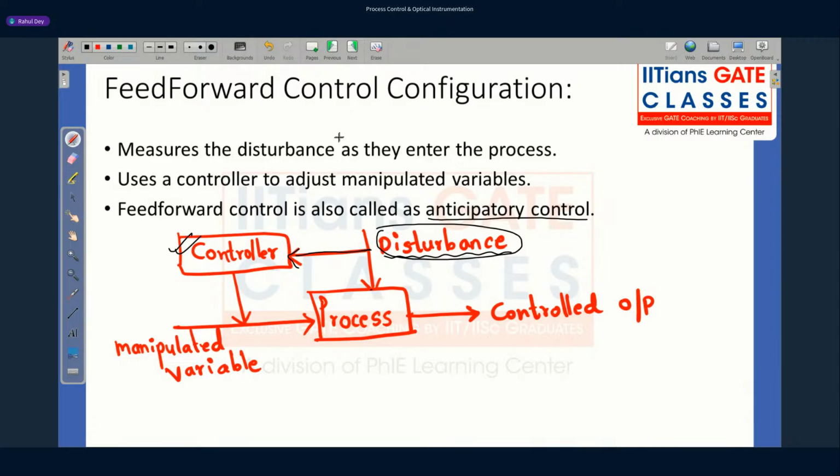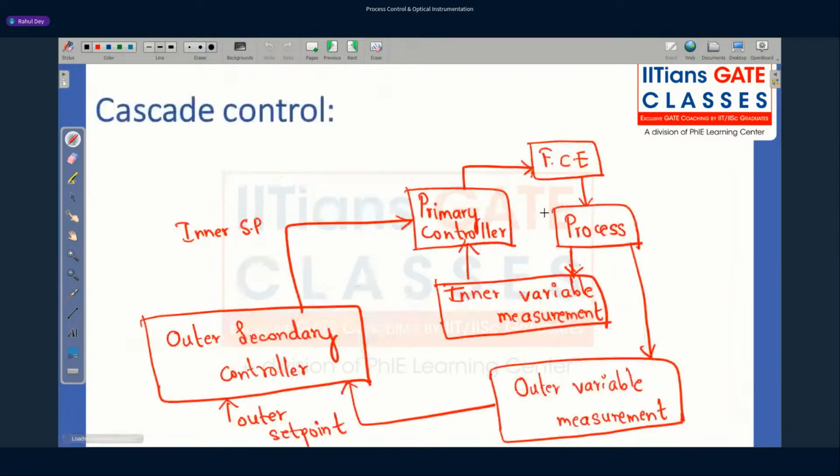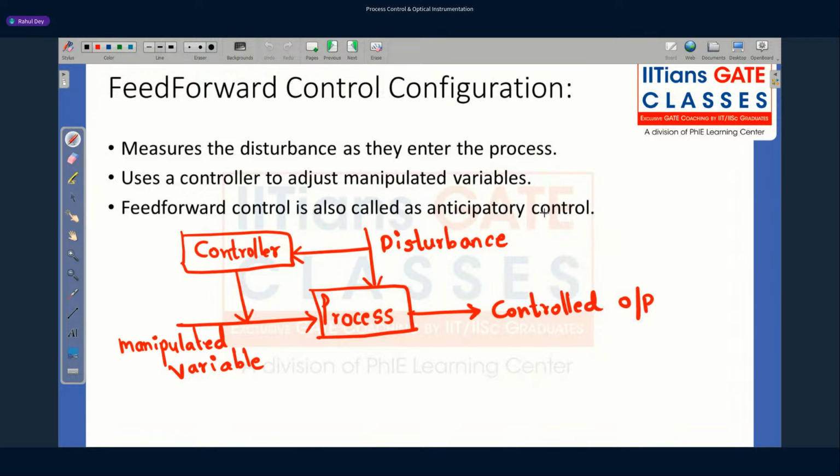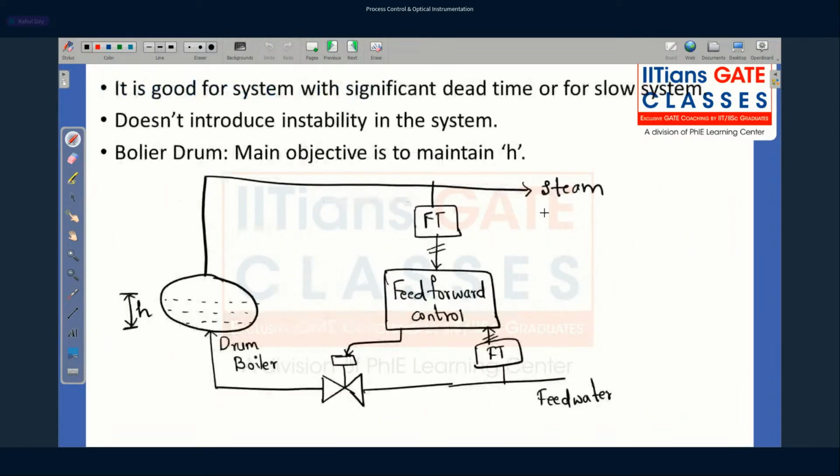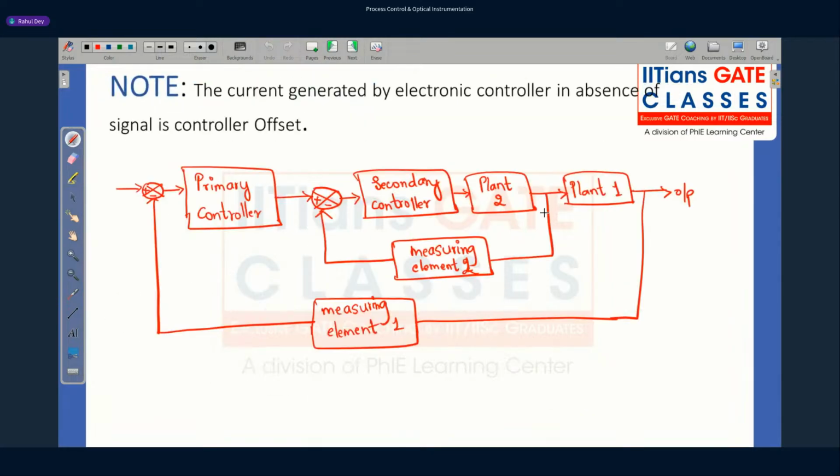So what I have written over here: the controller basically measures the disturbance as it enters the process and uses a controller to adjust the manipulated variable. The controller is actually taking corrective actions through the manipulated variable to control the process against the effect of this disturbance. Feed forward control is known as anticipatory control. Now, any example of feed forward control configuration? Any example? I have given an example over here that we are going to study.